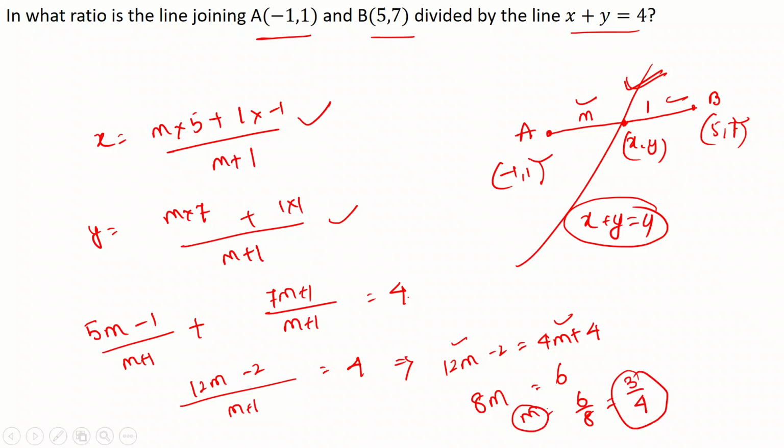So this is the beauty of taking m is to 1. I have the ratio as m is to 1, and m is 3 by 4, so 3 by 4 is to 1. I can multiply both sides by 4, so I get the ratio as 3 is to 4. So you see that even if we take the ratio as m is to 1, our final answer can come as something like 3 is to 4 or 5 is to 6. That's the beauty of it, and it makes things so much simpler. We just have to find out the value of m and we are done.